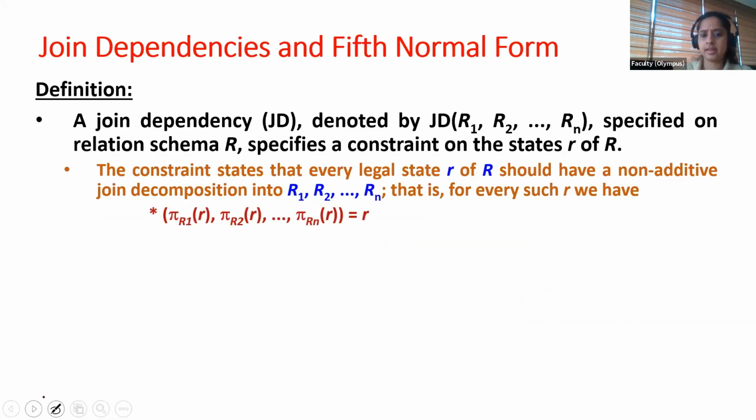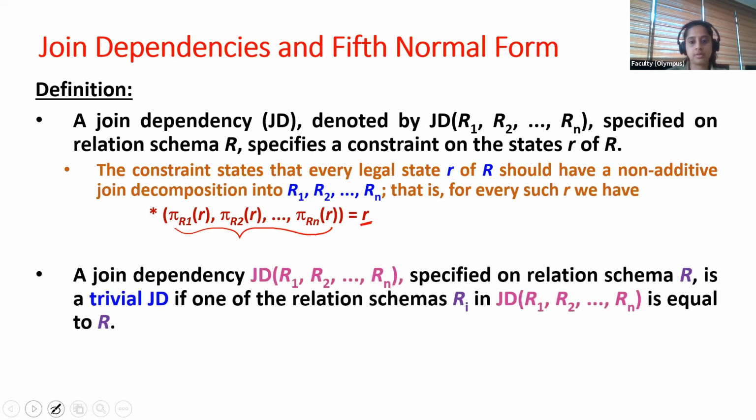If you divide the relation or table into more than two tables, and then try to join it, you should get the original relation state R. Is that clear? So if you break into two tables and try to join, and there is an addition of tuples or loss of tuples, then you should go for three tables. That is the concept of join dependency. Okay. So that's why the fifth normal form comes into the picture.